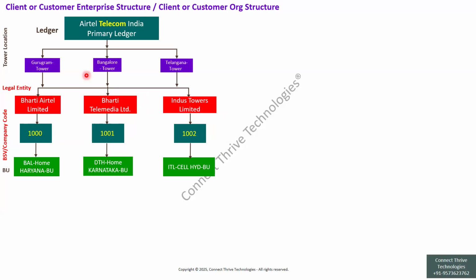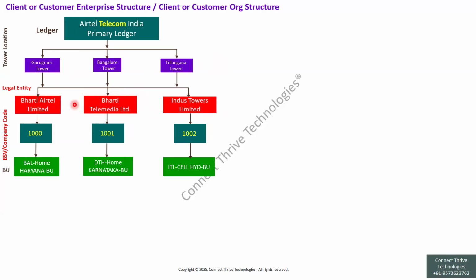These three locations in India, they have three legal entities. That's it. Under that, we have almost 500 plus towers, 500 locations. They have a business unit, 500 company codes. We have 500 business units. But they will not create like this example. You cannot imagine, yes, 29 states, 29 legal entities.